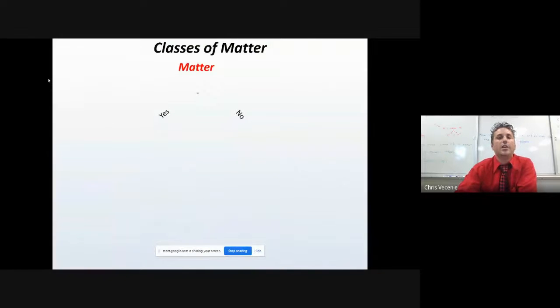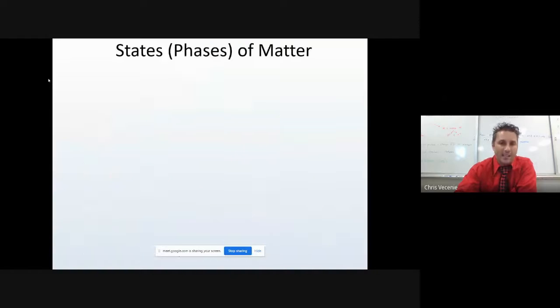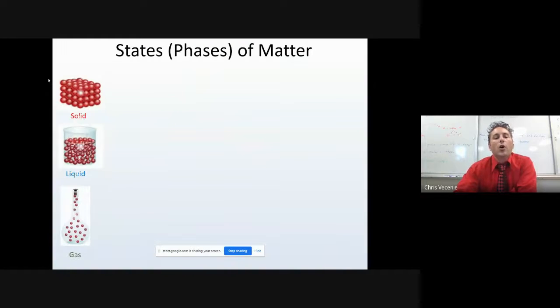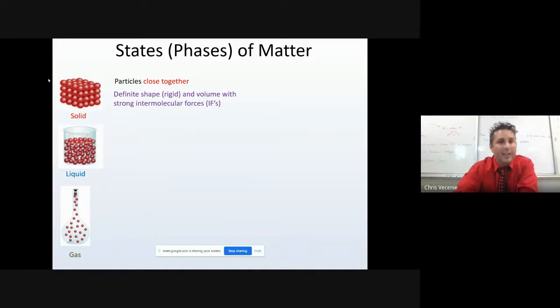Okay. So if we're looking at phases of matter, what controls your phases of matter is simply how far apart your particles are. The closer together your particles, the more likely you are to be a solid. The further apart your particles are, the more likely you are to be a gas. So if my particles are close together, it leads to certain characteristics. It says I've got a definite shape and a definite volume. And it's because it's got strong connections that hold everything together. So when I tip it, nothing happens.